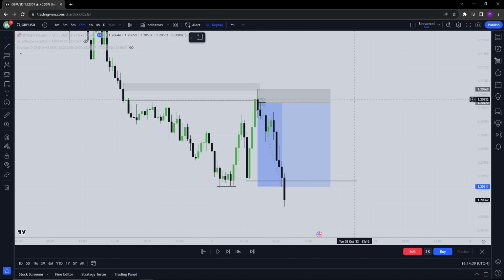And it's as simple as that. A lot of people do overcomplicate this and make it complicated for no reason. It's literally as simple as this.